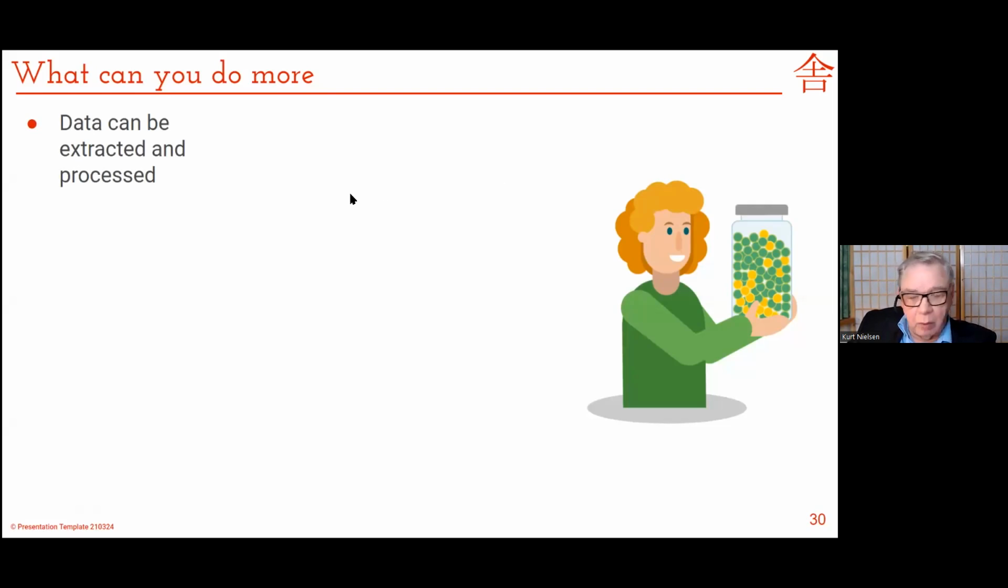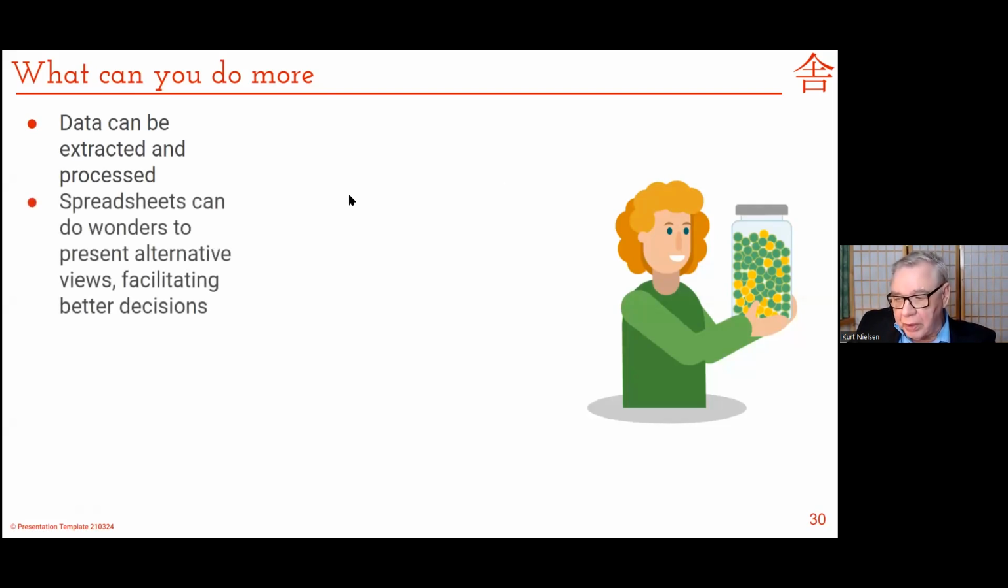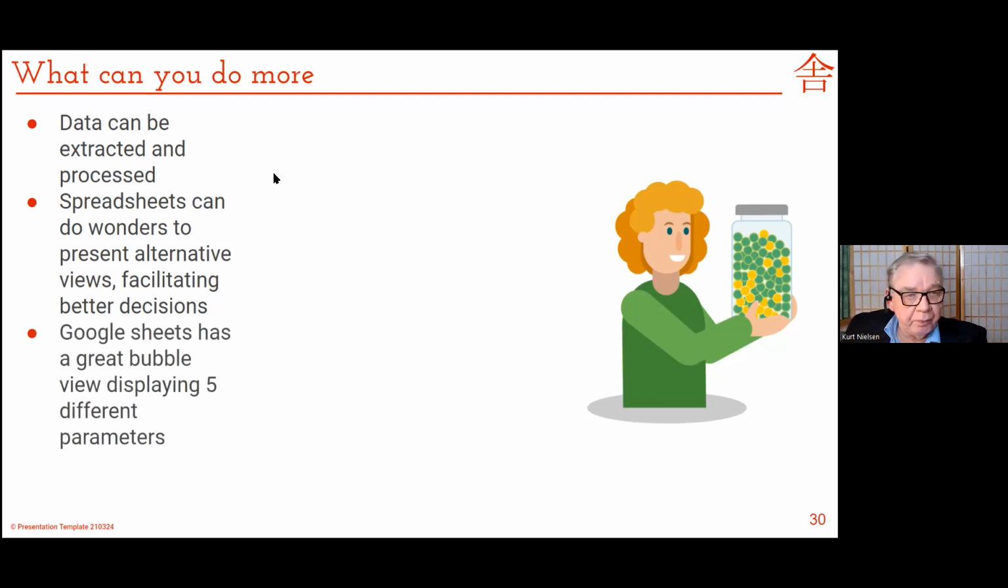You can process them in whatever you want, of course, but spreadsheets are wonderful things for many people, and many of the potential users, facilitators here, are probably spending half their time in spreadsheets and the other half in PowerPoint. So a lot of people can do this, and you can present alternative views and facilitate better decisions. For Google users in particular, Google Sheets has a great bubble view where you can display 5 different parameters.